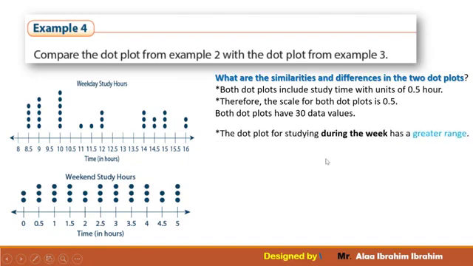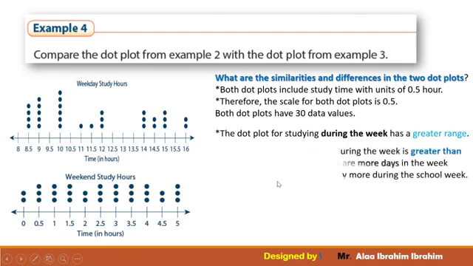Two, the dot plot of studying during the week has a greater range. This one is during the week, but this is the end of the week. So here I found something very clear. The range we bring in example 2 is 7.5. So this is my range, and here my range 5 minus 0 is 5. So this is the greatest range. This difference here is very clear. So we have similarities and differences here. So we're going to another thing.